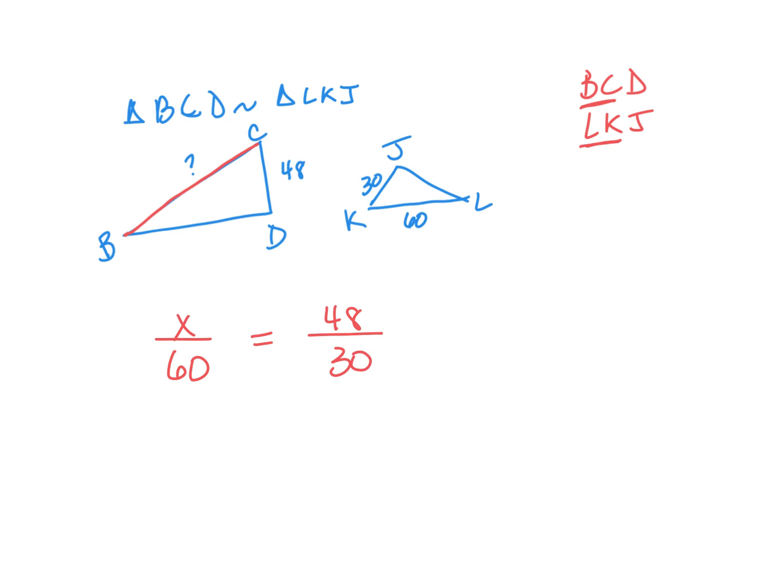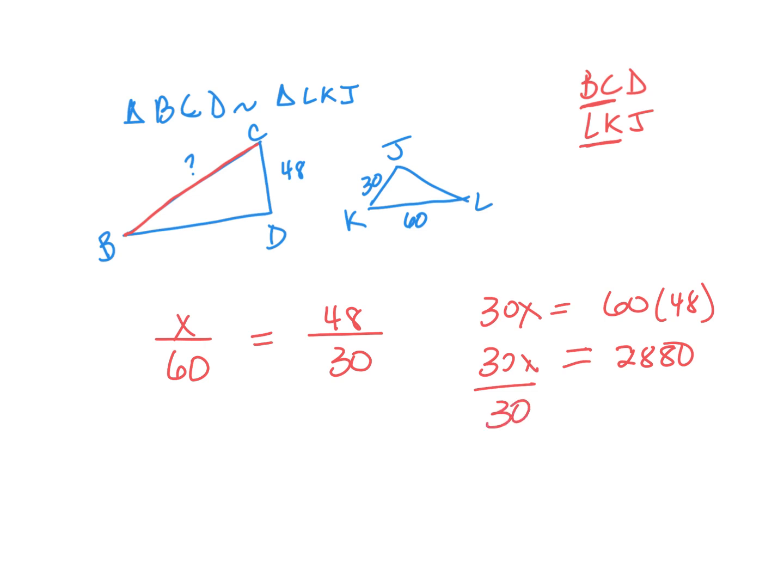And now we cross multiply. 30x equals 60 times 48, whatever that is. Somebody tell me what 60 times 48 is. So 60 times 48 is 2,880. And divide by 30. And 90 what? X equals 96.